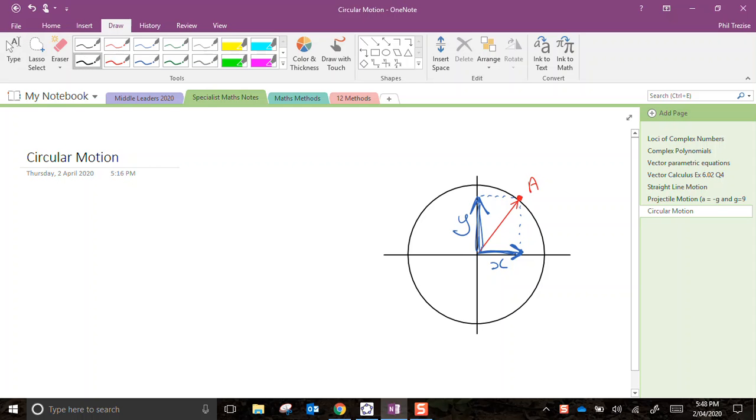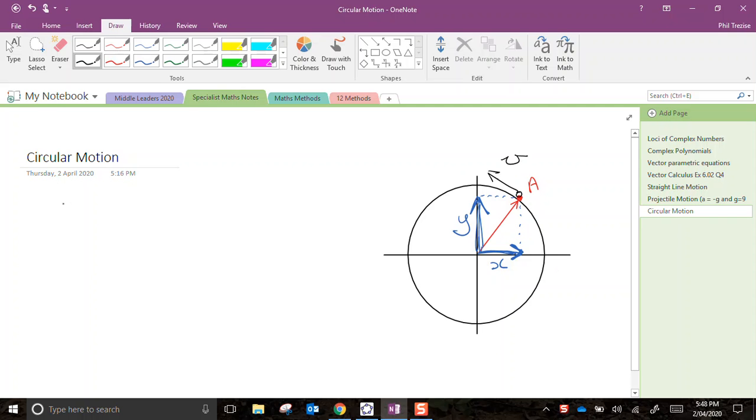Hi everyone, today we're going to talk about circular motion. So I have this diagram here where I have a particle, point A, which is moving around a circle. Let's imagine that it's got a velocity here of v, and as it moves around the circle in an anti-clockwise direction, we're interested in figuring a few things out about this.